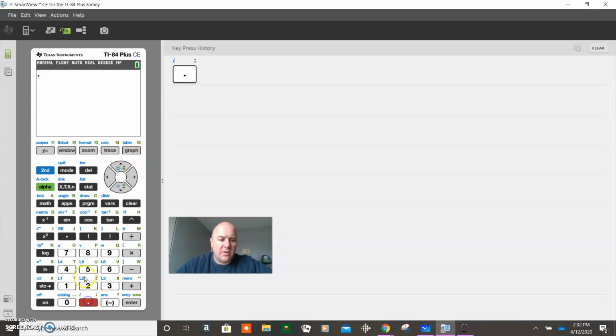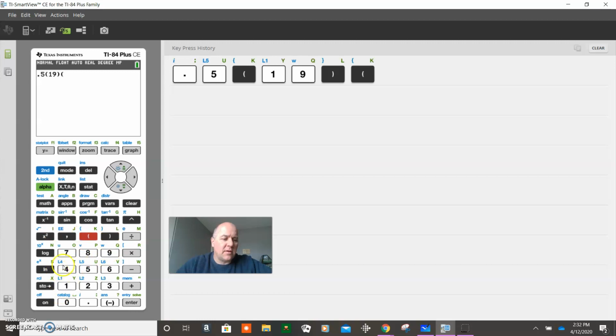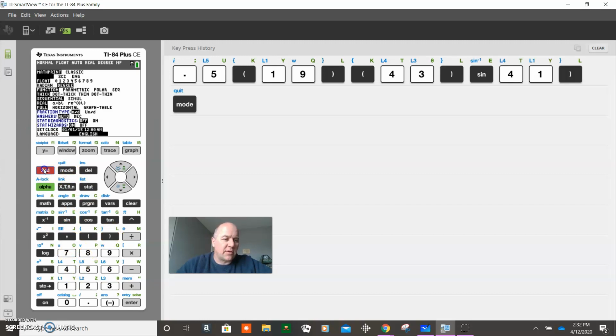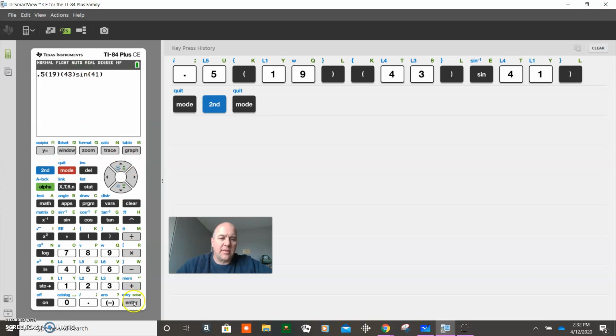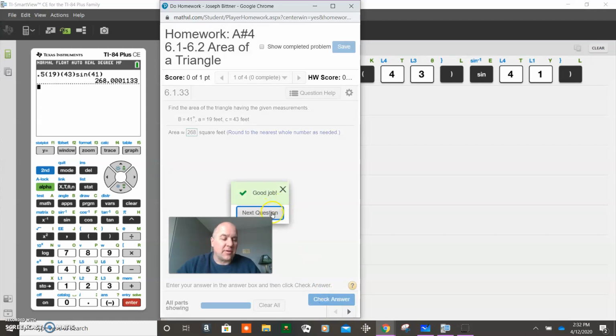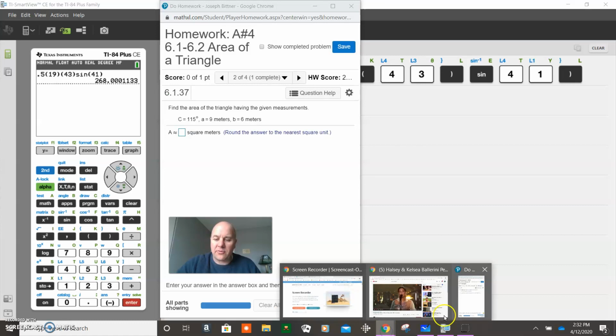Let me go ahead and type this in. So 0.5 times 19 times 43 times sine of 41. Let me just make sure I'm in degree mode. Yes, I am in degree mode, as you can see in that fourth line there. Hit enter. Now, the thing you got to be careful about when you're entering answers on this is to read the blueprint. It tells you if it wants one decimal, no decimals, whole numbers. It does want a whole number here, so 268 should be the answer. And as I check the answer, yes, it is. Very easy problems to set up.